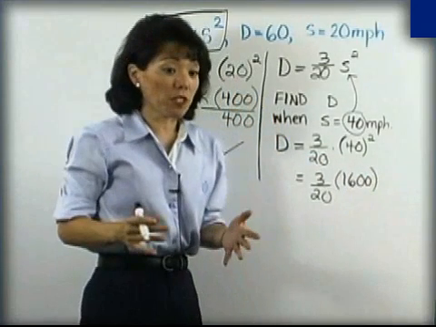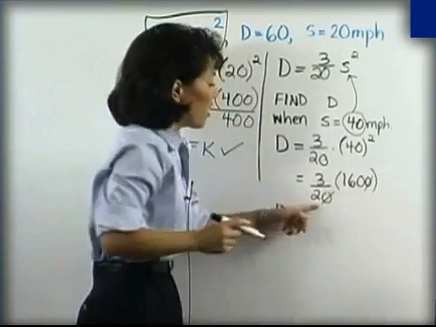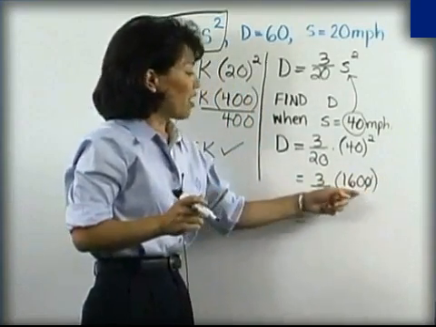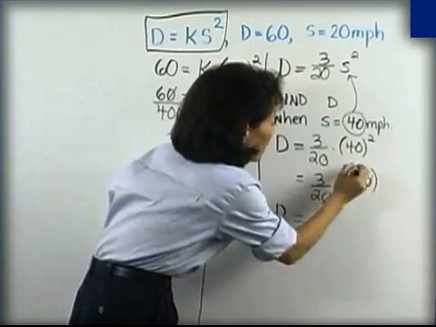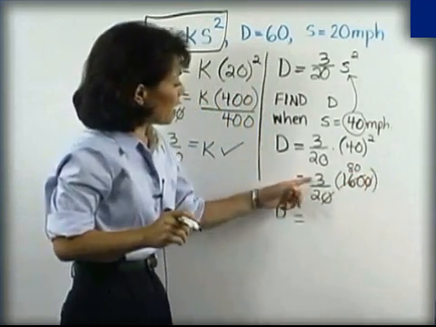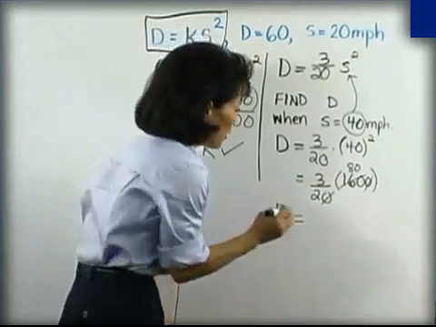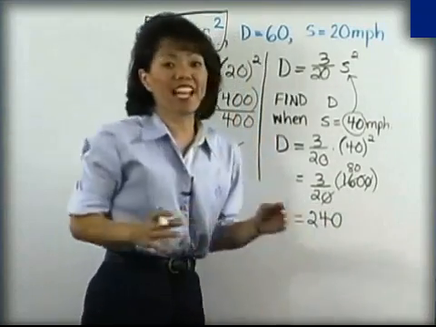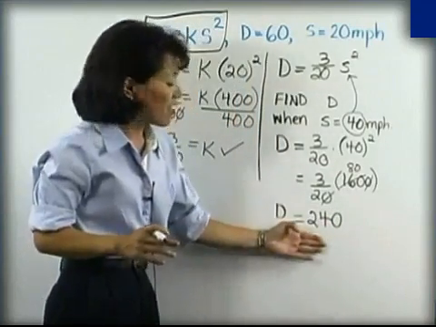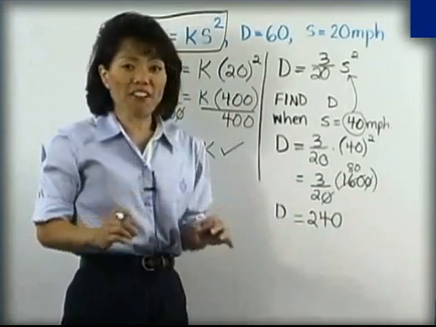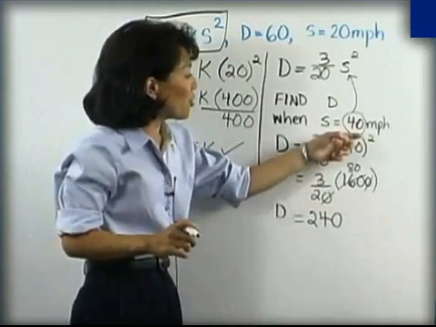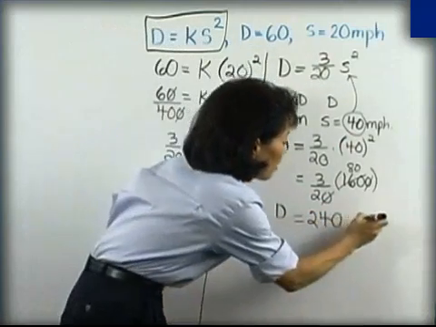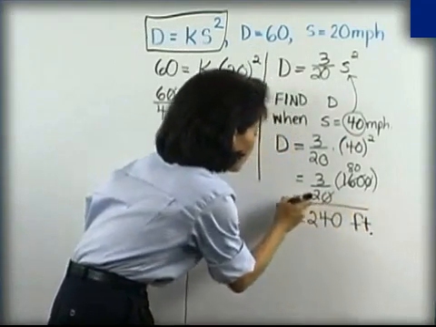When we do the multiplication, we'll find out that the distance d is equal to, all we have to do is divide 20 into 1600. I divide out the zeros, and then I know that 2 divides into 160 80 times. So 3 times 80 is 240. So what is this telling me? That's telling me that the distance it takes the car to stop when it's traveling along an icy road at 40 miles per hour is 240 feet.